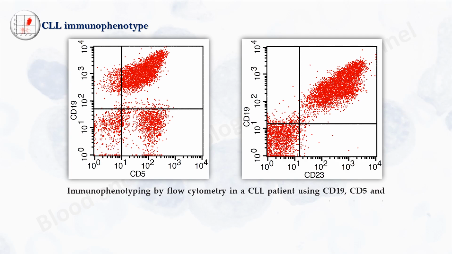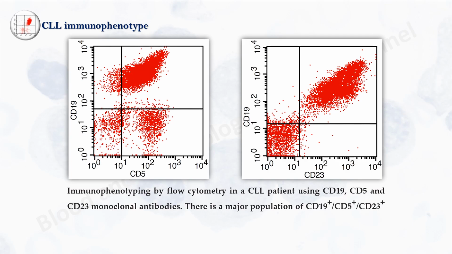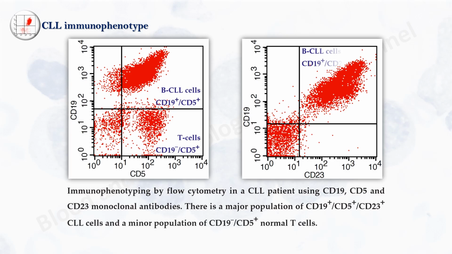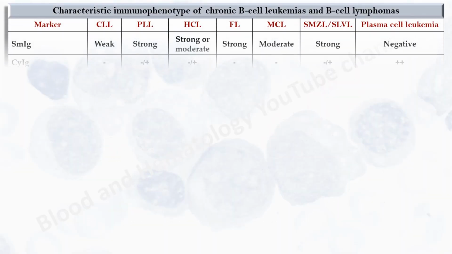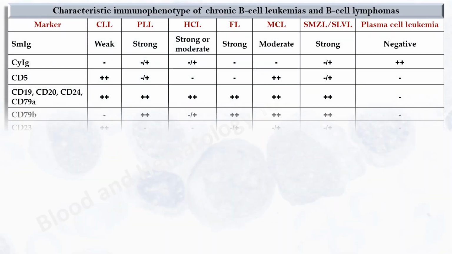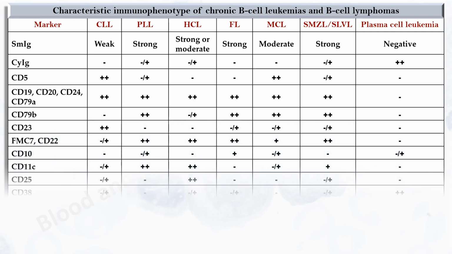Immunophenotyping by flow cytometry in a CLL patient using CD19, CD5 and CD23 monoclonal antibodies. There is a major population of CD19, CD5, CD23 positive CLL cells and a minor population of CD19 negative, CD5 positive normal T cells. The characteristic immunophenotype of chronic B-cell leukemias and B-cell lymphomas is shown in the table.